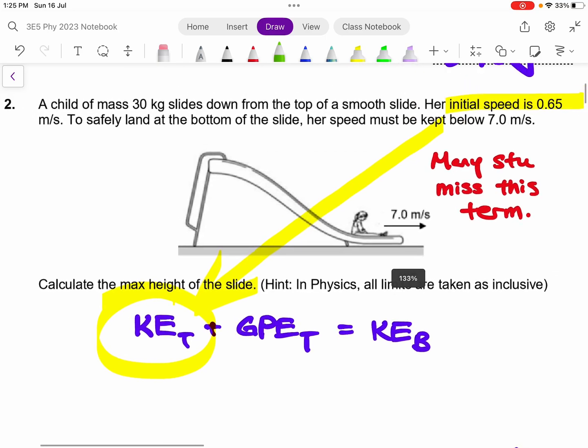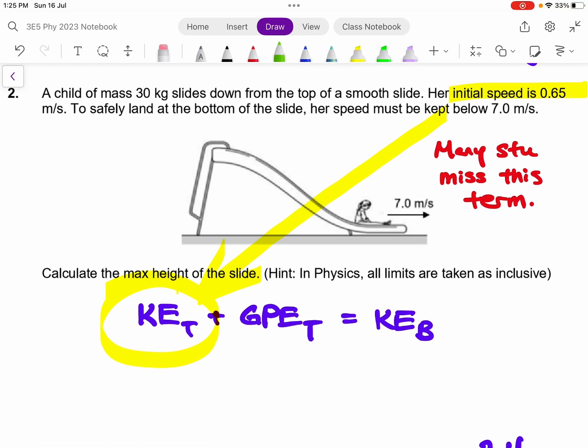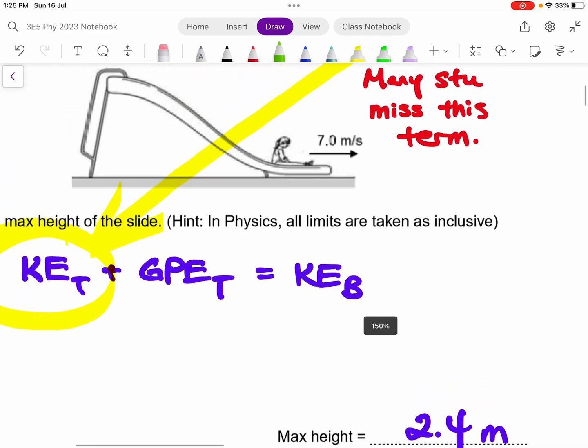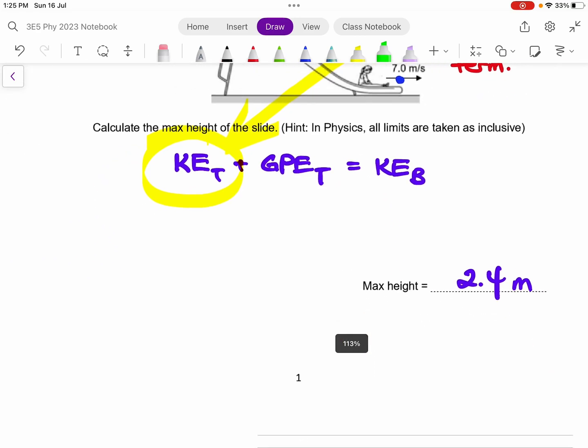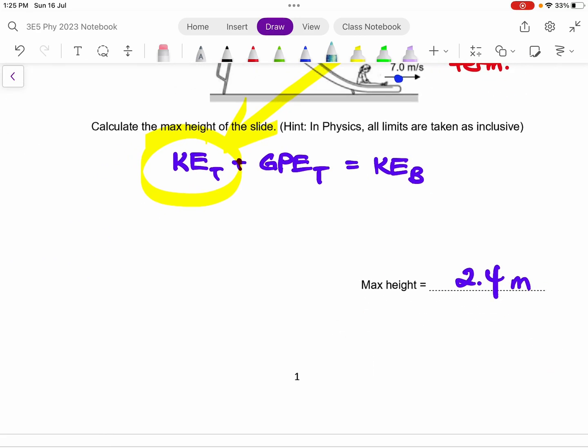Okay, for question 2, those of you who got it wrong, it's because you simply assumed that the loss in gravitational potential energy would be the gain of kinetic energy, but you failed to notice that there is actually an initial speed at the starting point. So your energy expression actually consists of 3 terms: 1, 2, and 3. Down here, T stands for top and B stands for bottom.